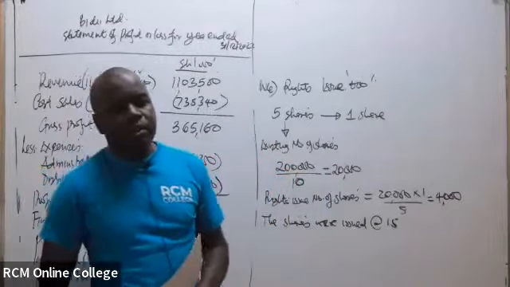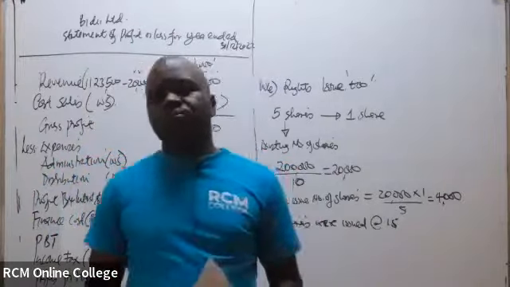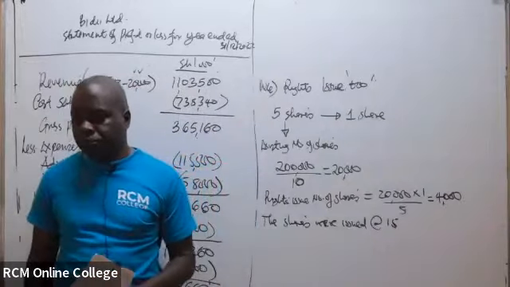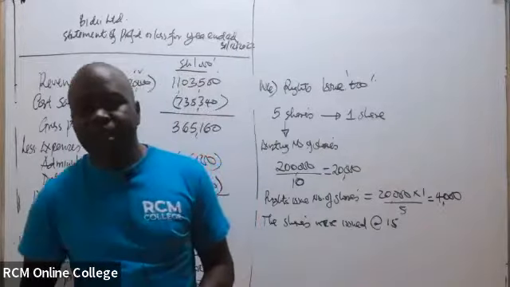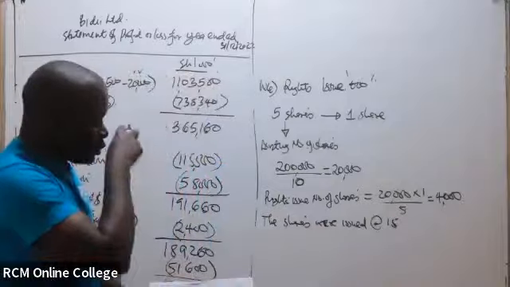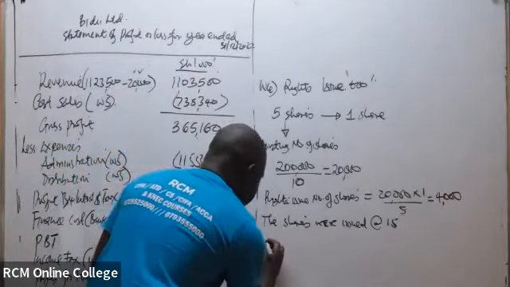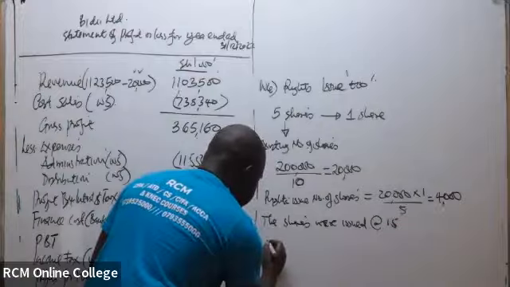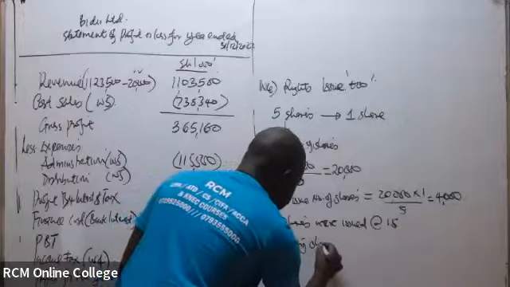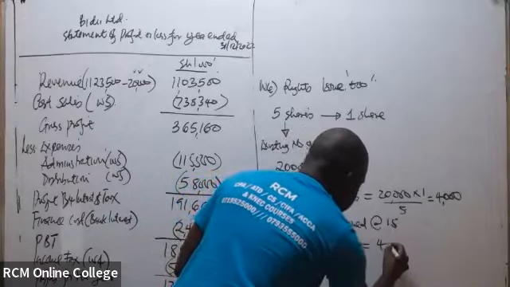So in this case, our premium amount will be 5 shillings per share. That's what you need to take note of. Now, the transfer into the ordinary share capital will be 4 million.